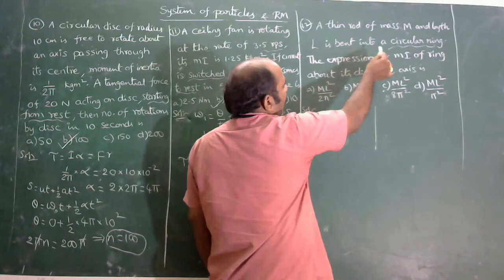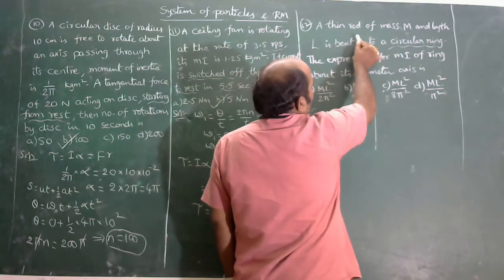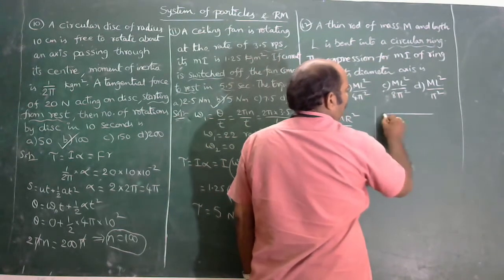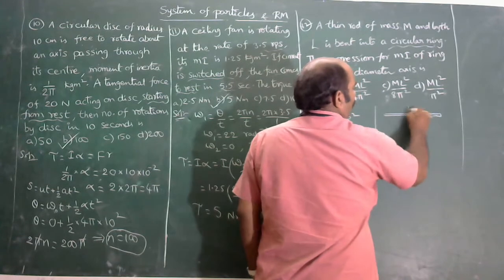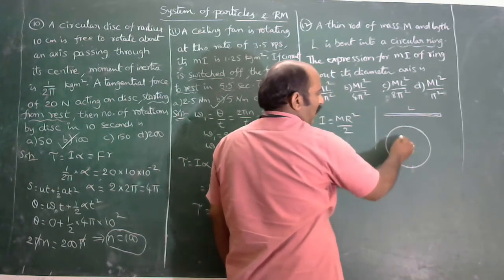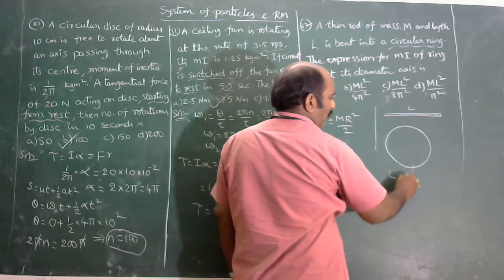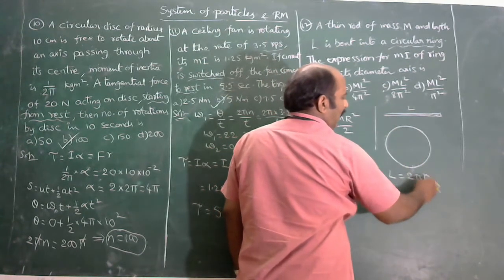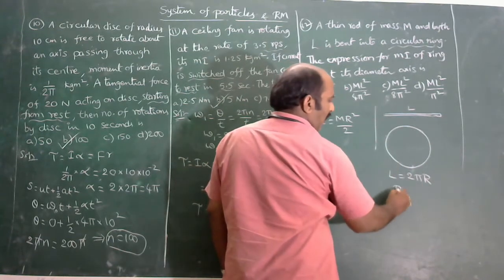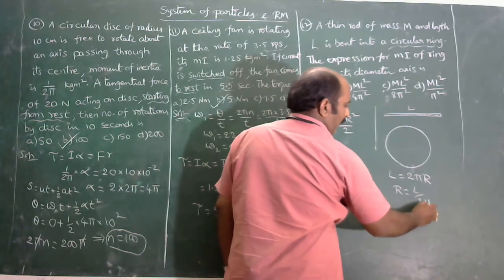Here it is a condition. The rod is bent in the form of a circular ring. So initial length is L. Now it is bent in the form of a circular ring. So here L is equal to 2 pi r. 2 pi r is nothing but the perimeter of the circle. From this write r value as L by 2 pi.